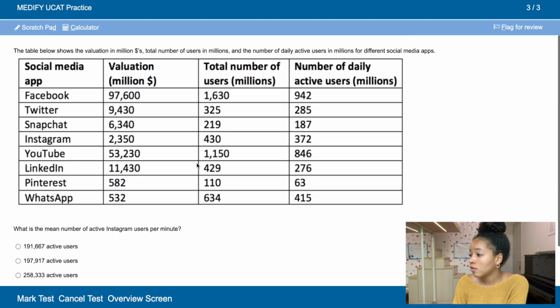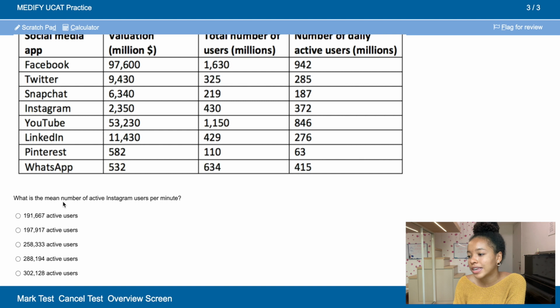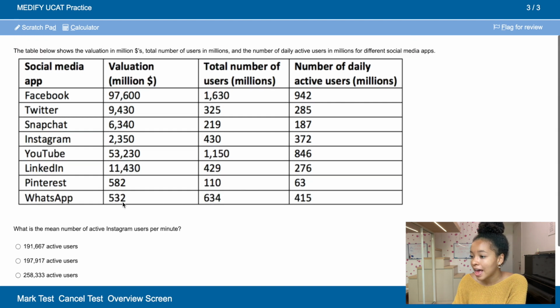Okay, so for the last question that we have in this set, yep, 3 out of 3, the question is, what is the mean number of active Instagram users per minute? And so if we look at the table, we see that we have here this number, 372, which is in the column that says the number of daily active users. So this basically means that every single day, Instagram has 372 million users.